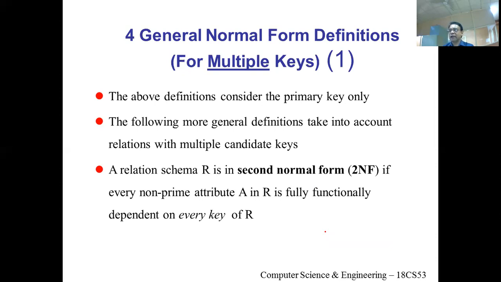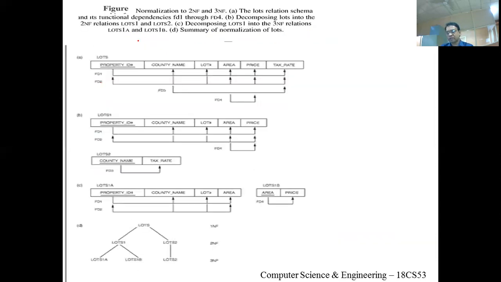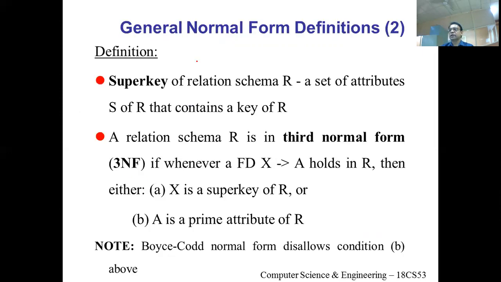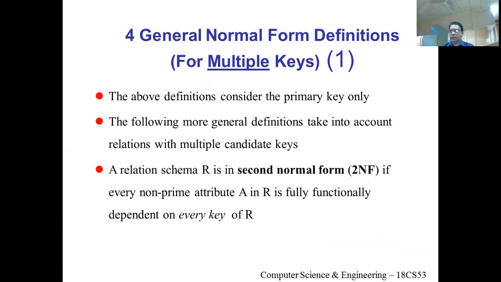Now, in case we have candidate keys, for example in the lots relation, which I'm going to explain, this is one primary key and these two attributes together can also be made a primary key. We have candidate keys. In that case, the definition varies a little bit. A relation schema R is in second normal form if every non-prime attribute is fully functionally dependent on every key of R. That means it may be fully functionally dependent on a candidate key also. There is no change in the definition.